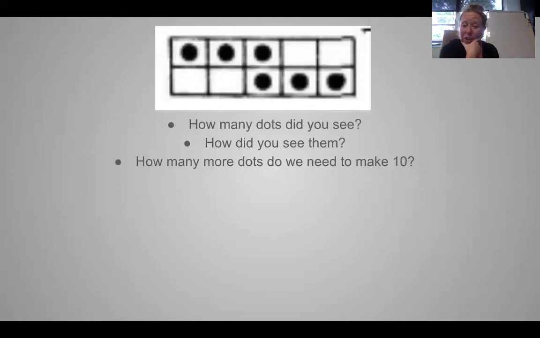How many dots did you see? Tell someone at home. How did you see them? How many more dots do we need to make a 10? Now, to make a 10, the whole 10 frame is going to be filled up. How many more dots do we need to make a 10? Tell someone at home.